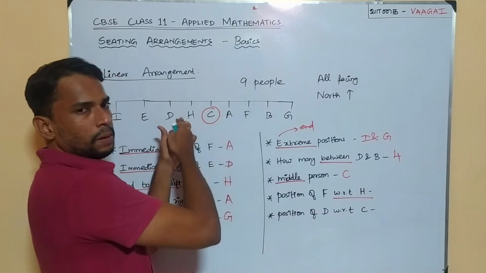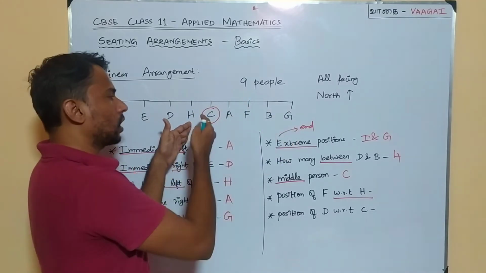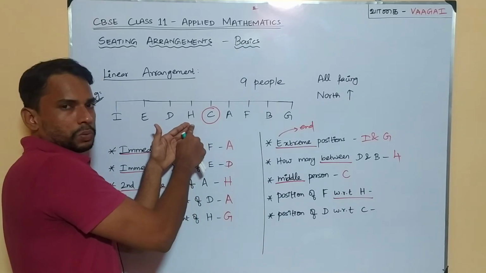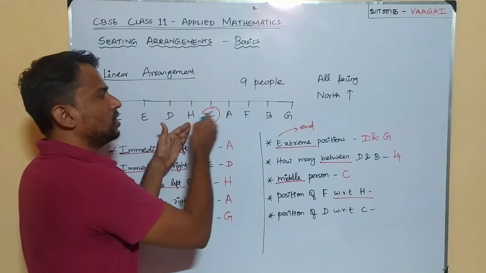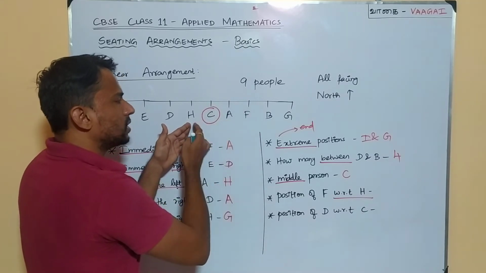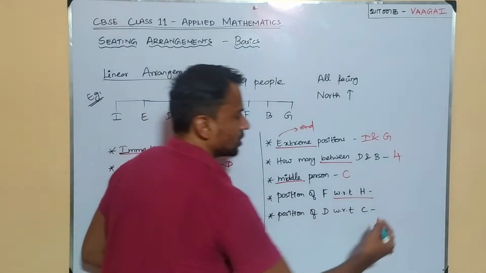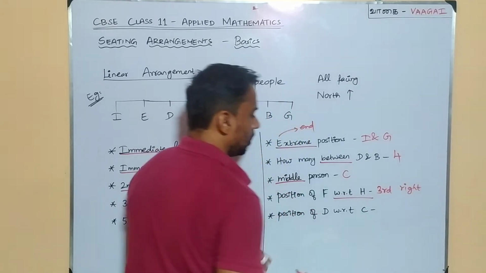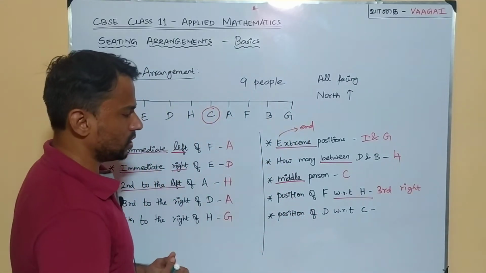1, 2, 3. 3 positions. How many positions if you see? The count if you see 1, 2, 3. And as you are told, don't count from that first person, H itself. So from H, if you want to see for F, it is like 1, 2, 3. That means third right is going to be the answer. So third right is the answer for this question. Okay. Last one more question we have, a very similar question.